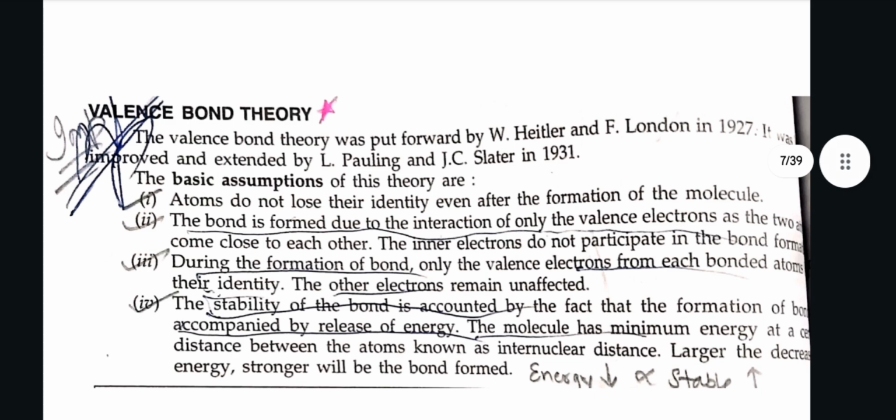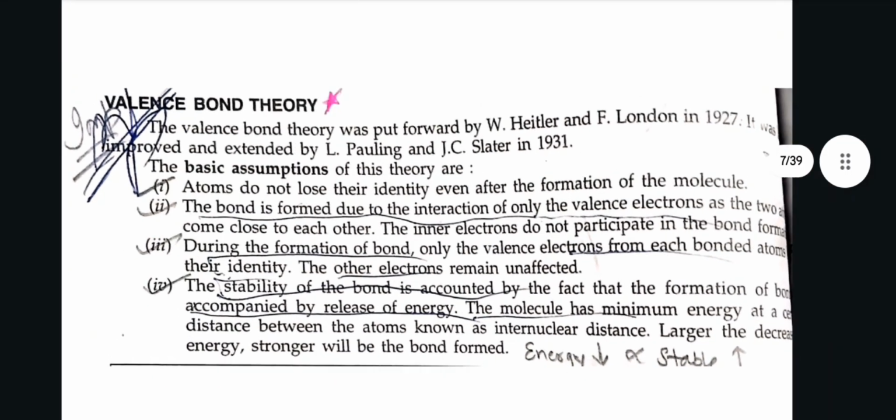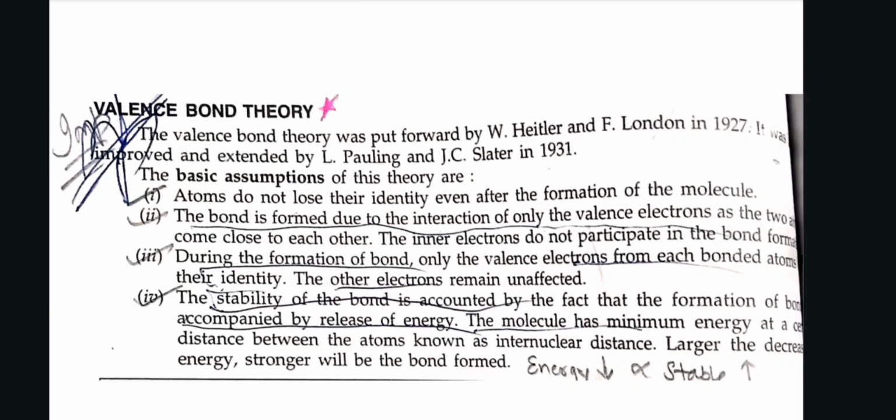Valence bond theory, which is a most important topic. The valence bond theory was put forward by W. Heitler and F. London in 1927. It was improved and extended by L. Pauling and J.C. Slater in 1931. The basic assumptions of this theory are: atoms do not lose their identity even after the formation of molecule.